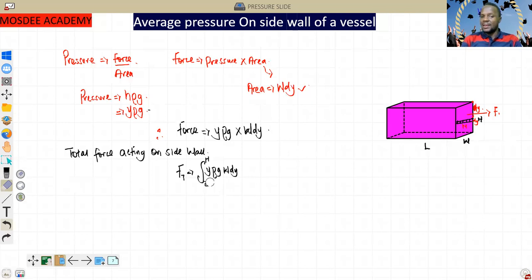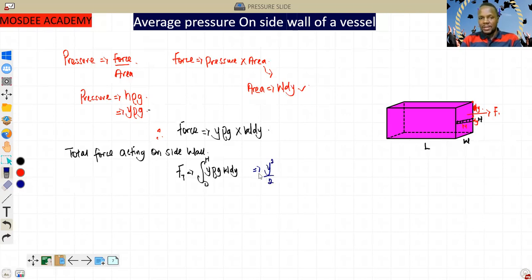And directly what I told you is that every other parameter here is constant. Only y is what you are integrating. So doing that, we take the limit. If we integrate y, having 1 here, it will give us y squared divided by 2. We are taking the limit of y from 0 to h.